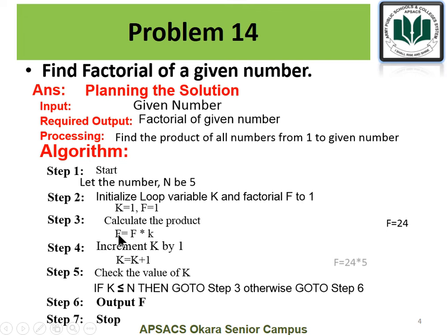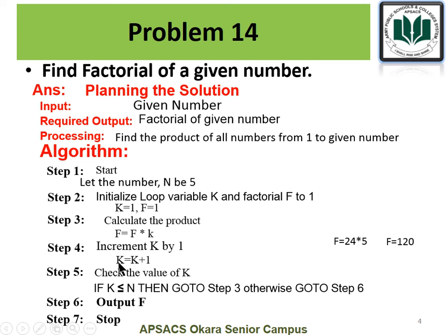So the value of f was 24. 24 multiplied by 5. I have written here 24 multiplied by 5. Then what will be the answer? The answer will be 120. Now we have obtained the answer 120.